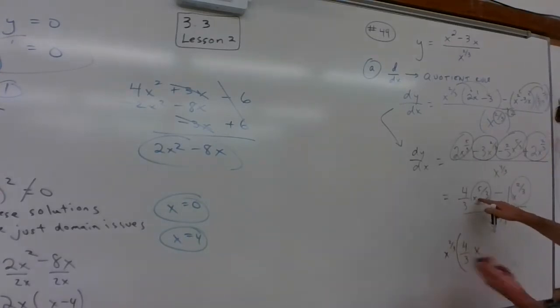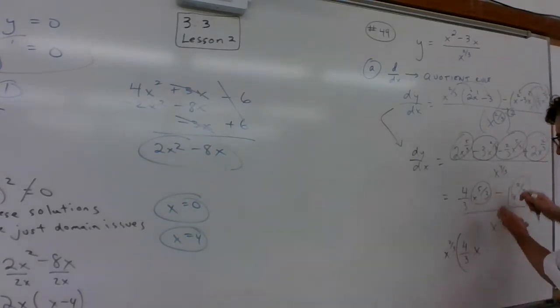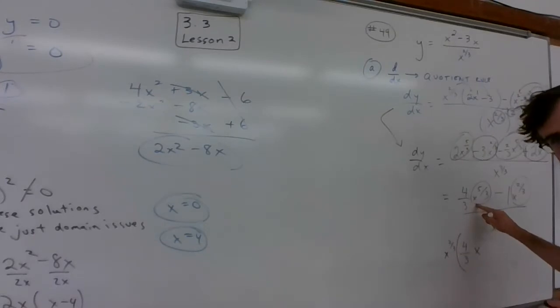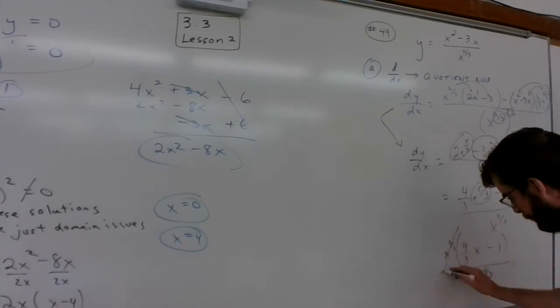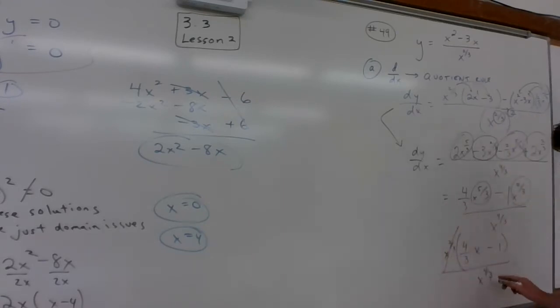That would make this just 4x, because remember, factoring out is the same as dividing out, and when you divide, you subtract. So 5/3 minus 2/3 is 3/3, which is just 1, and then this is just going to be 4/3 x minus 1 over x to the 4/3. So you're going to cancel the whole 2/3 on top, and then this will be replaced with 2/3 on the bottom.